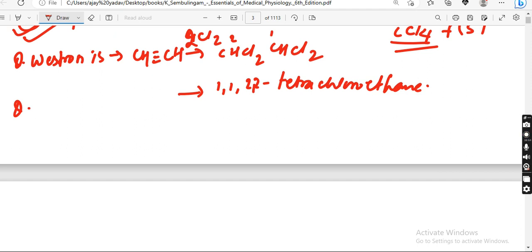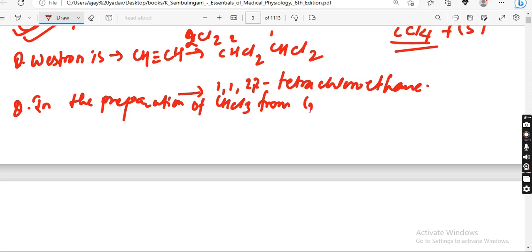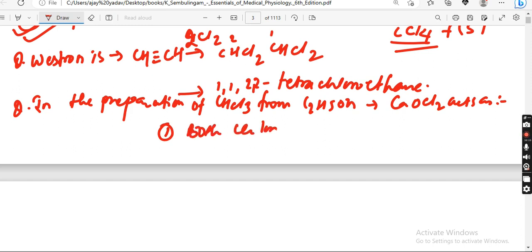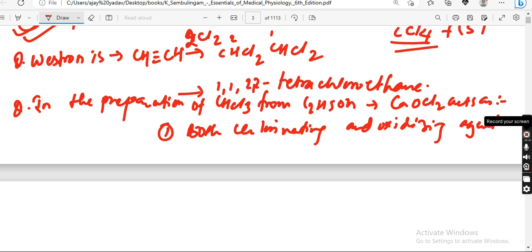Next question that we are going to do is, in the preparation of CHCl3 from C2H5OH, bleaching powder CaOCl2 acts as, you have to remember, both chlorinating and oxidizing agent. That's it for now. In the next lecture we'll complete the rest of it.